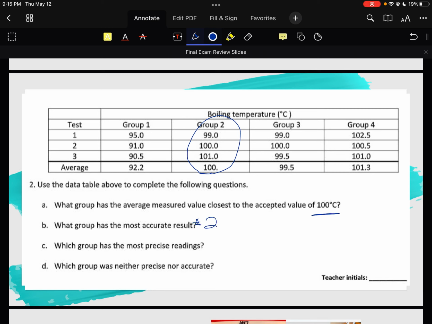Okay, number 2. Excuse me, I had to sneeze. Most precise is which group's answers are all really close to each other. So if I look, this one's going all the way from 100 to 102, so that's pretty far away. This one's even further, 90 to 95. That's a huge range. This one, though, is pretty close. They're all within 1, 99 to 100. So the most precise would be 3.